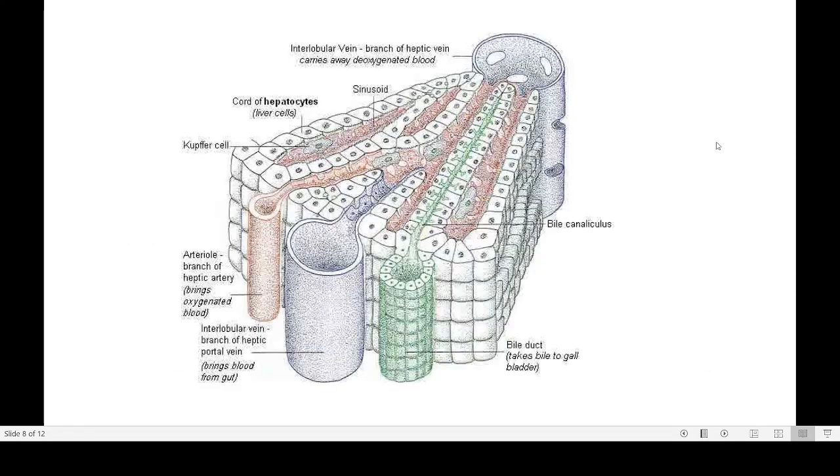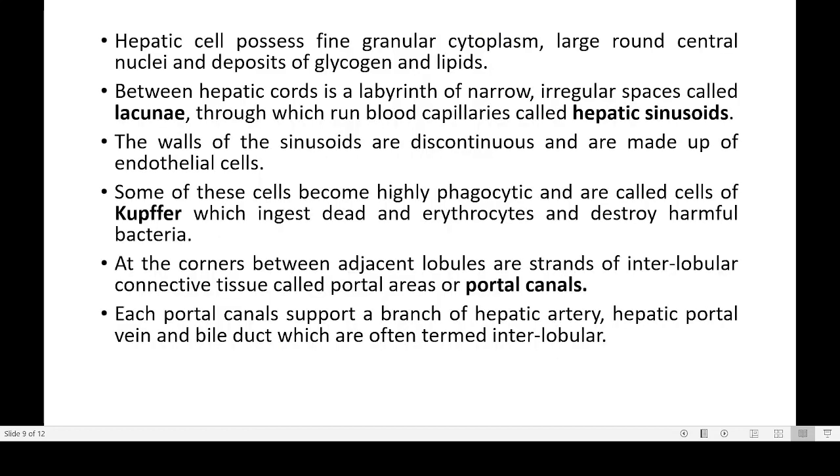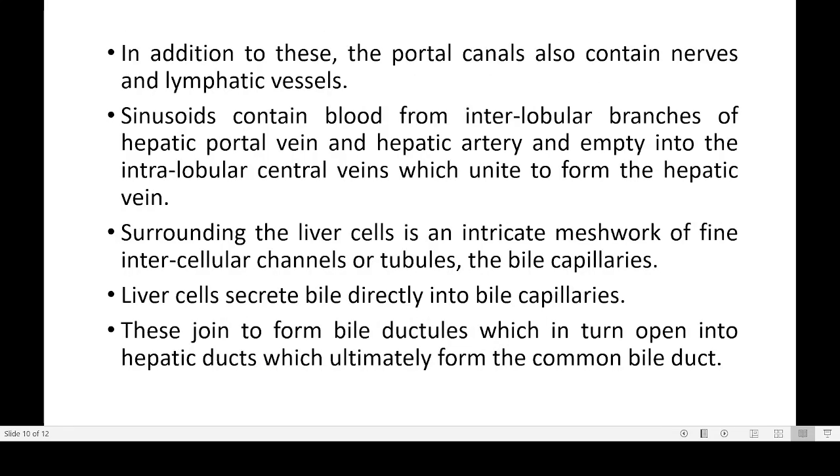I will explain that. Here you can see these are the sinusoids. The blood is reaching these empty spaces called sinusoids, either from hepatic artery or from hepatic portal vein, and that will be taken to the central vein. Here at the center there is a vein called the central vein, and the blood is reaching the sinusoid either from hepatic artery or from portal vein. So these are the basic ideas.